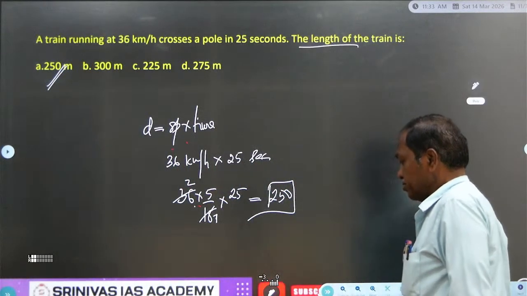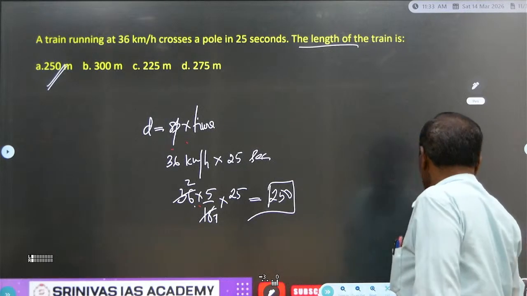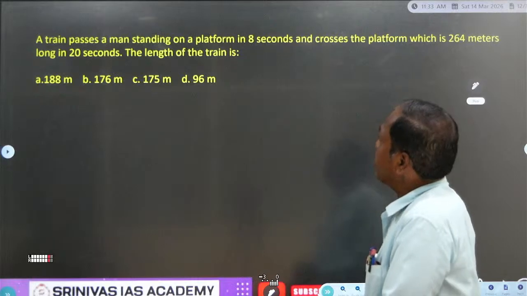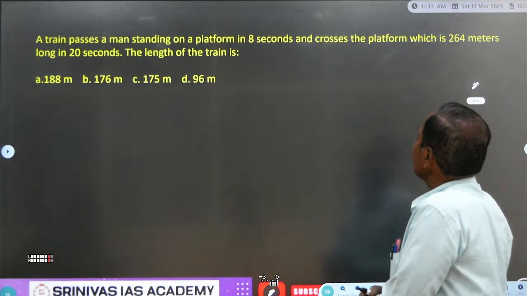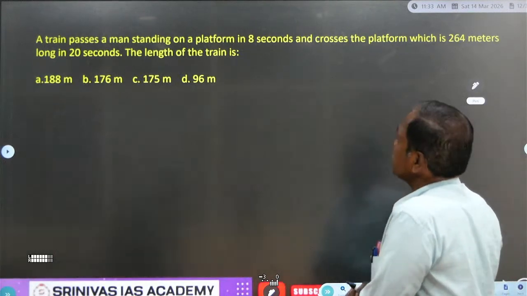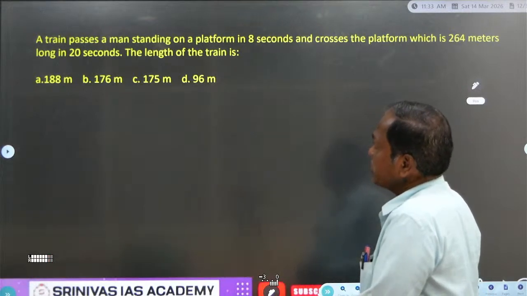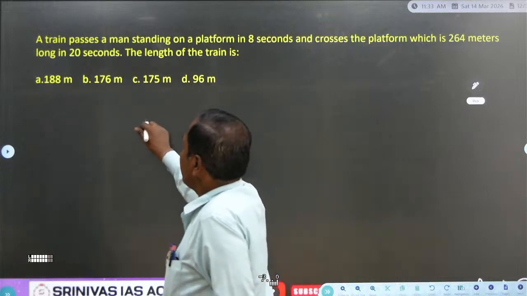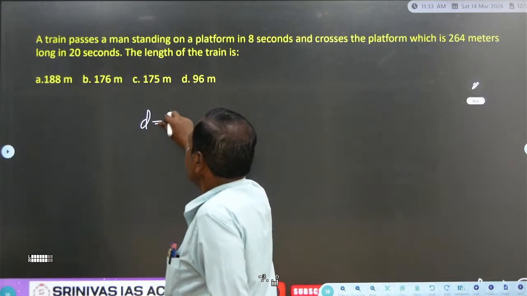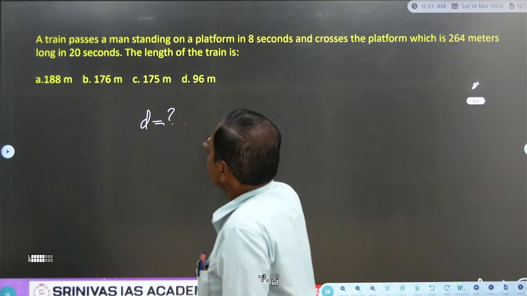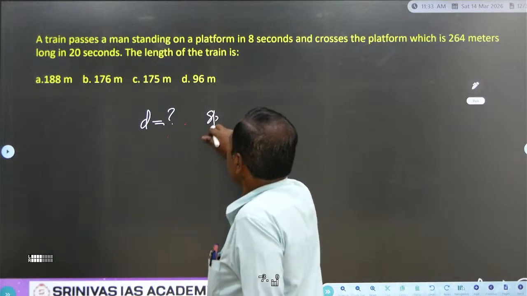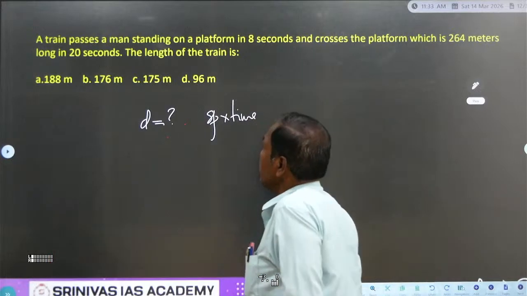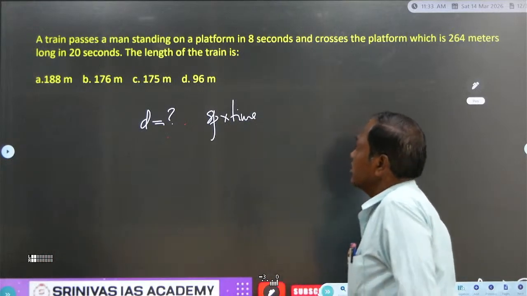Option A. Now, a train passes a standing man on a platform in 8 seconds and crosses the platform, which is 260 meters long, in 20 seconds. The length of the train is? So distance is being asked. Then what is the formula? Distance equals speed into time.